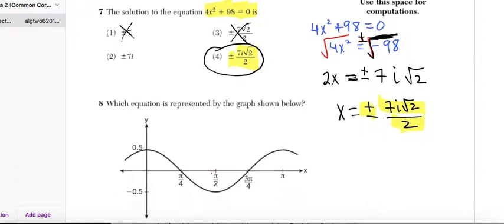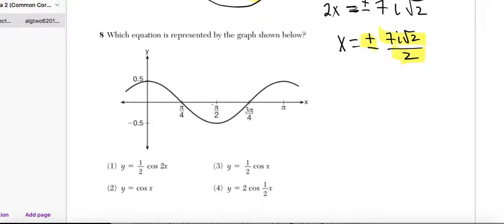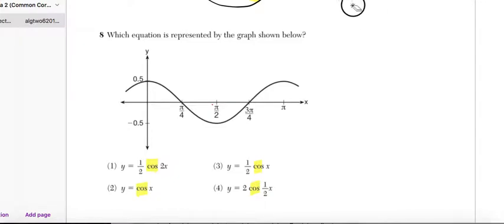I'm going to move on to number 8. Which equation is represented by the graph shown below? Well, let's look at the choices since it's multiple choice. And we see that these are all cosine functions. Cosine, cosine, cosine, cosine. And they all have the form y equals a cosine of b times x plus c, right?